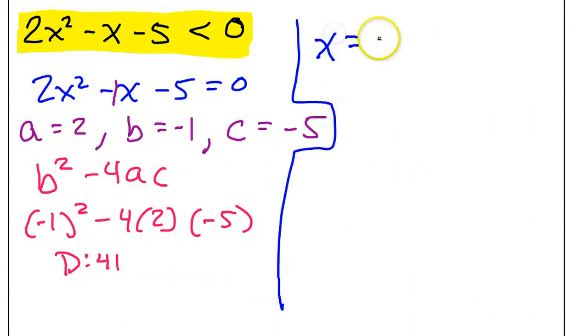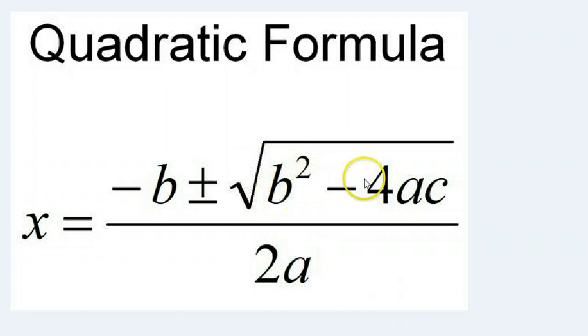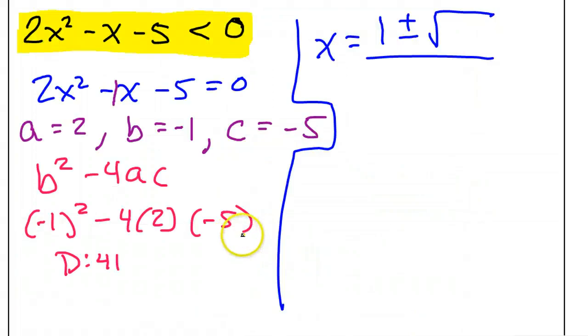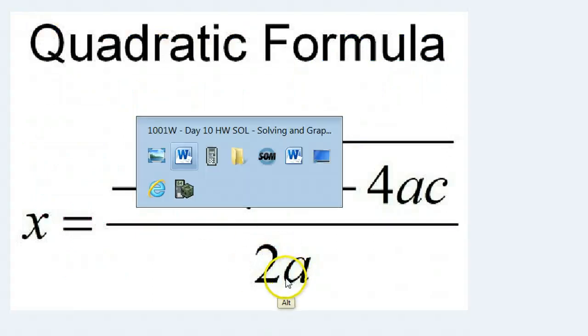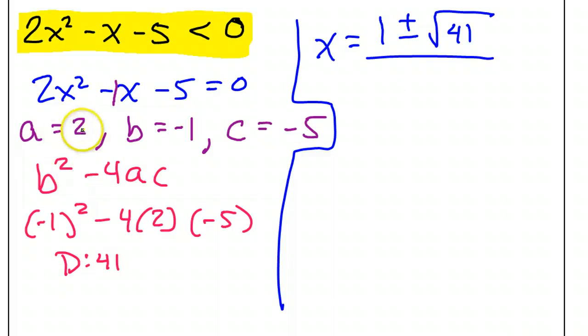Which says opposite of B. Since B is -1, the opposite of B is +1. Then we have plus or minus the square root, and under the square root we have B squared minus 4AC. But that's what we just calculated, so that's 41. And then it's all over 2A. A is 2, so 2A is 4. Now 41 is a prime number, so we can't simplify this anymore.